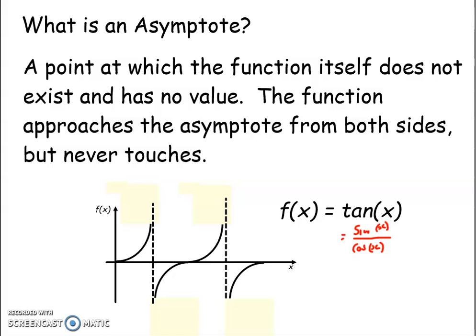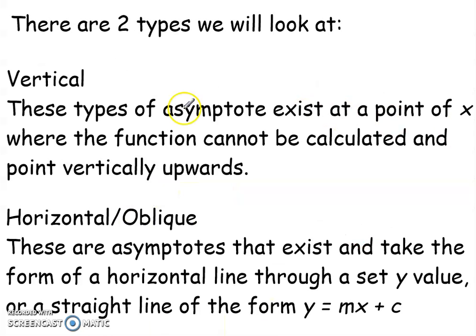Now what we have to be able to do is calculate these, but we also have to realise there are different types of asymptotes. We've got vertical asymptotes, where we've got them existing at a point x and it's a straight vertical line up and down where the function cannot exist. So the function can't be calculated at this point vertically upwards. So that's what we were just talking about with the tan graph.